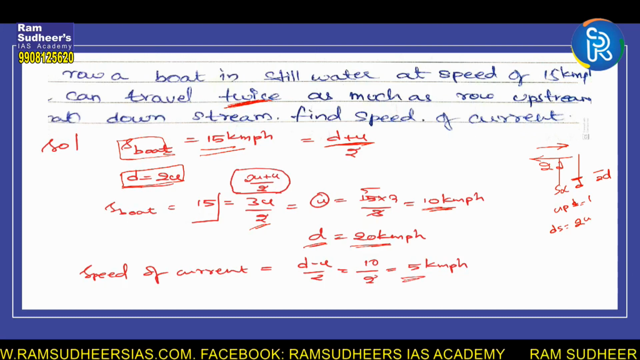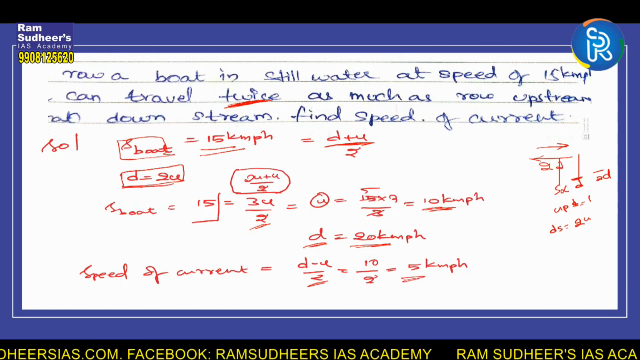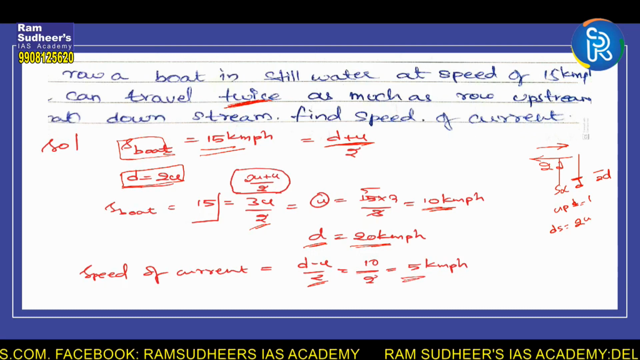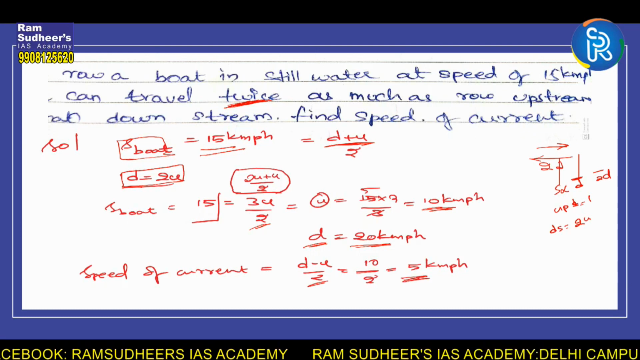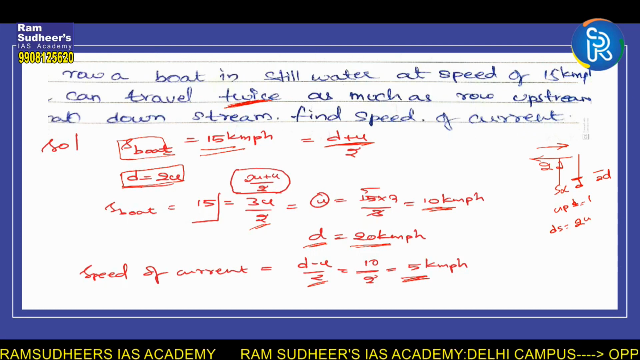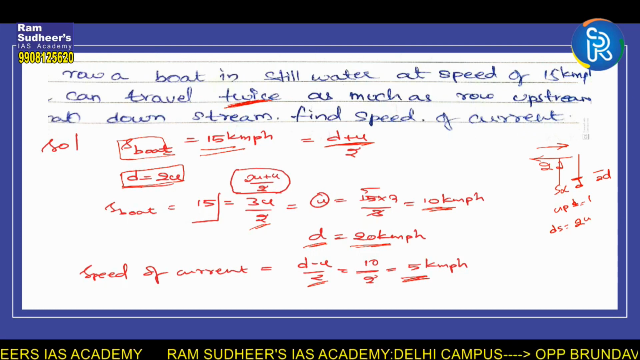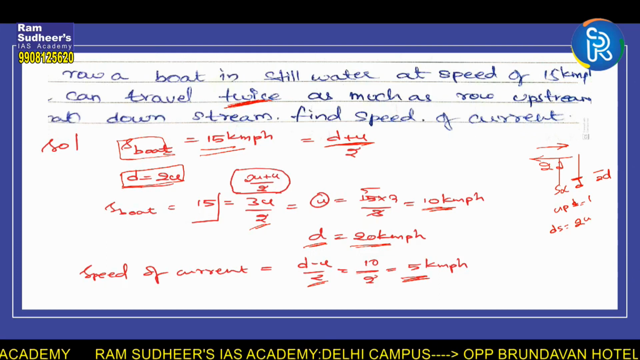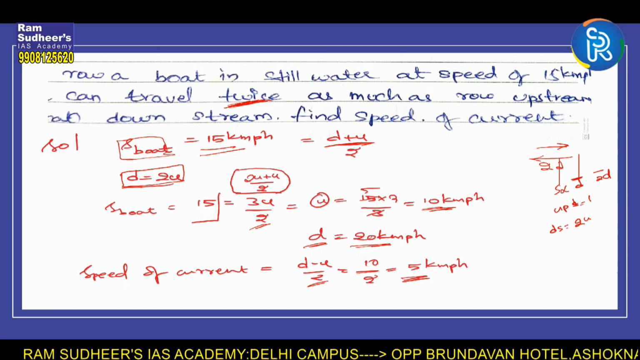He is asking us to find the speed of the current. The speed of the current is d minus u by 2, which is 20 minus 10, which is 10 by 2, equals 5 km per hour. Every other question can be solved on similar lines, my friends, so need not worry. Just keep practicing problems related to boats, and then move on to the next question.